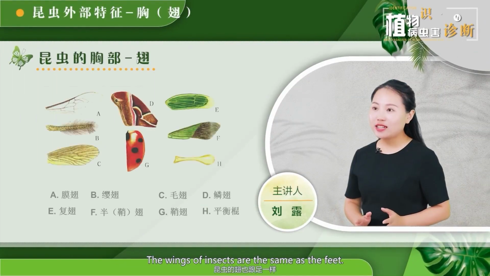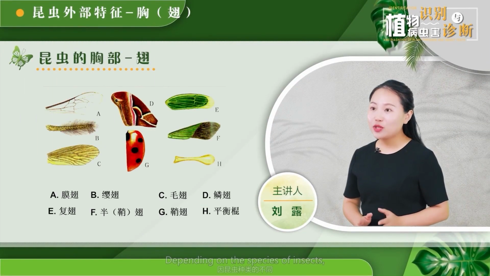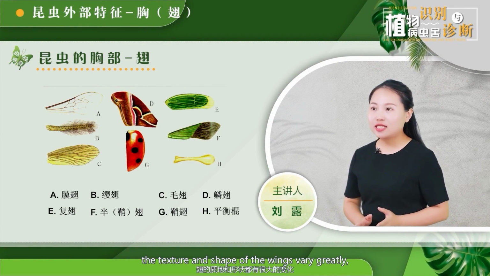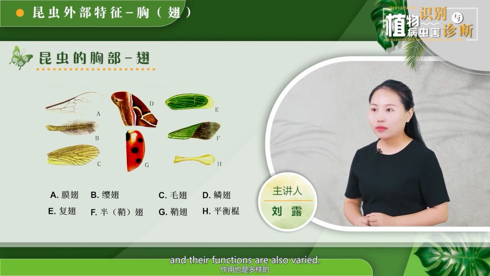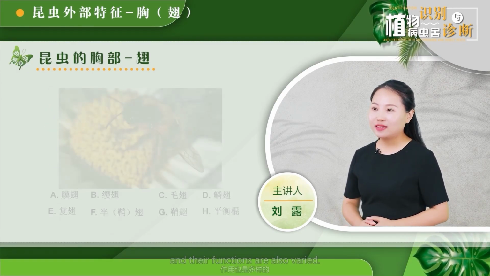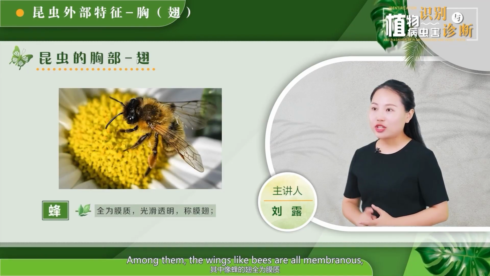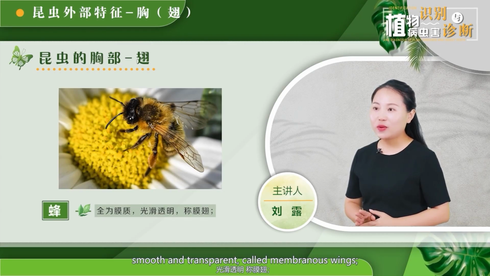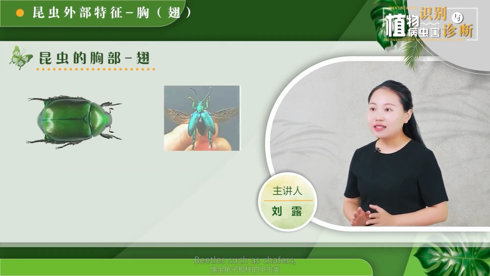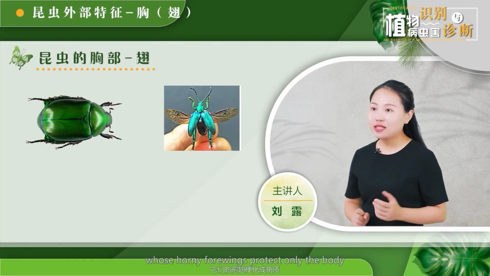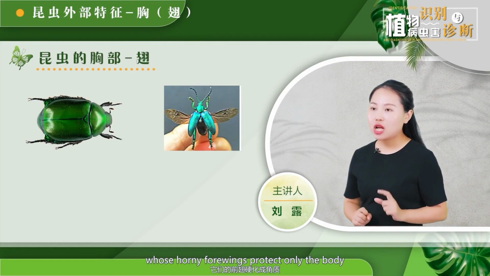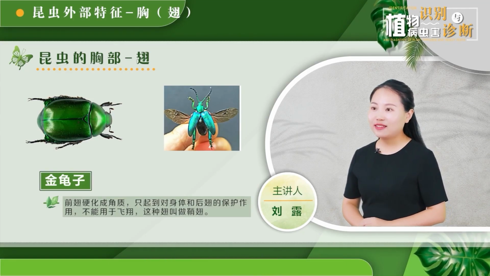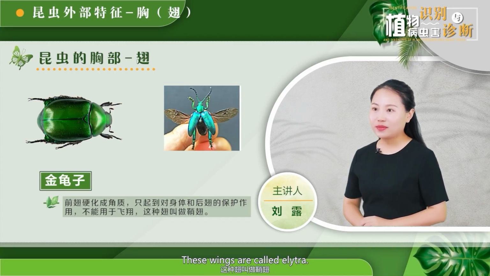The wings of insects are the same as the feet. Depending on the species of insects, the texture and shape of the wings vary greatly, and their functions are also varied. Among them, the wings like bees are all membranous, smooth, and transparent, called membranous wings. Beetles such as chafers have horny forewings that protect only the body and hind wings and cannot be used for flight. These wings are called elytra.